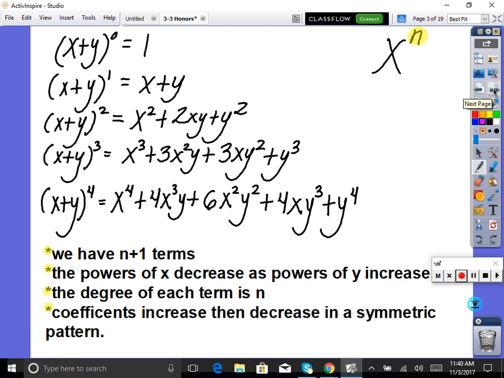So a couple things I want you to notice, and you're going to want to take a picture of this while I'm explaining, is there's a couple patterns happening here. So we have x plus y to the 0.